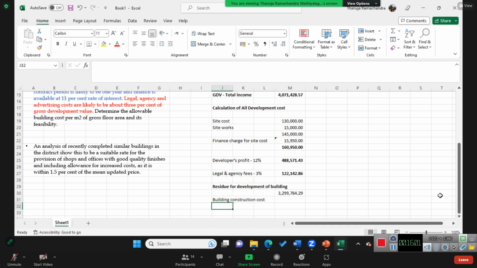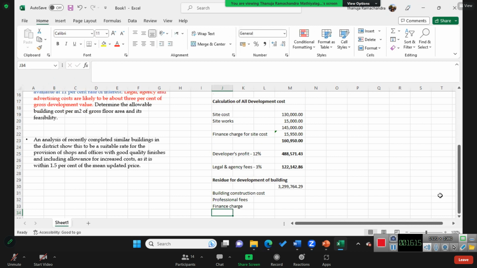And then professional fees, then finance charge. These are the usual items, right? So all these three together, we have this much.